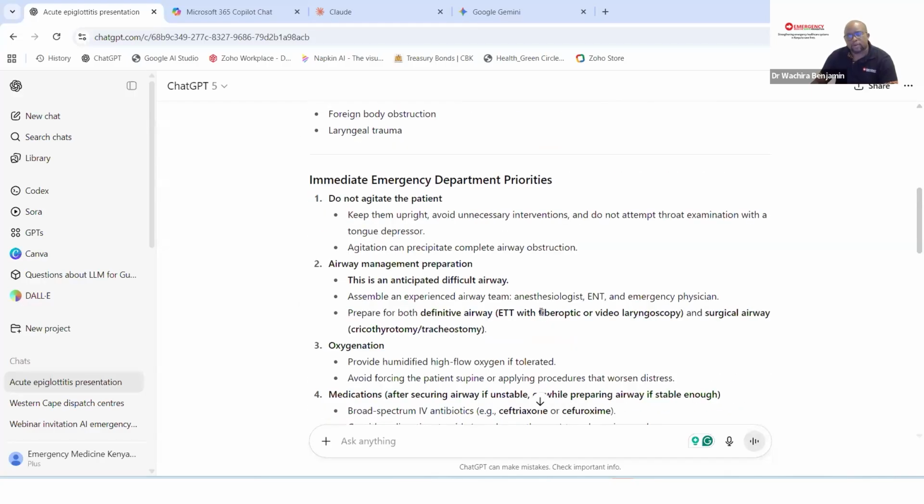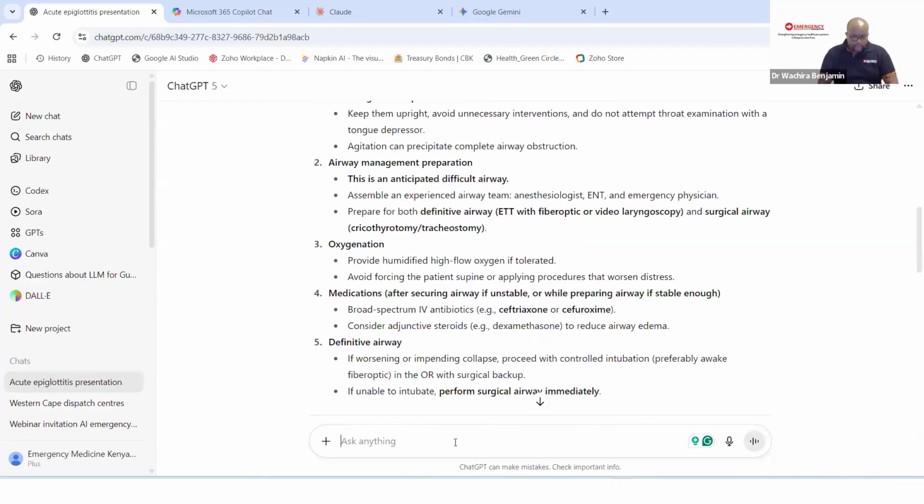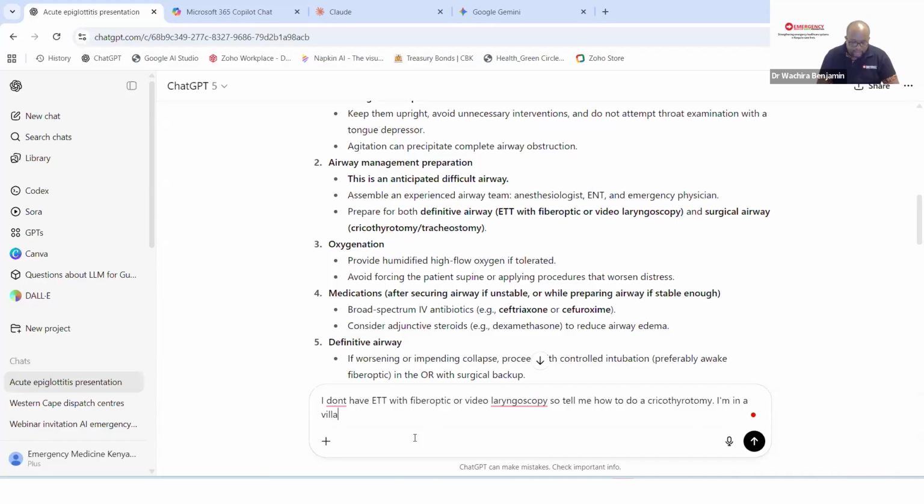What else am I concerned about? See, this one says the ETT with fiberoptic. Of course, I don't have it. You don't have fiberoptic laryngoscopy. So tell me how to do a cricothyrotomy in a village hospital with limited resources.